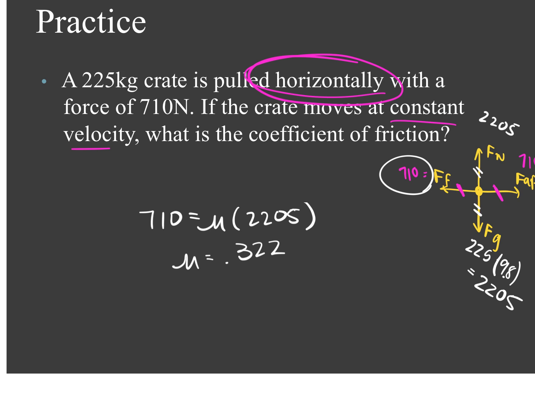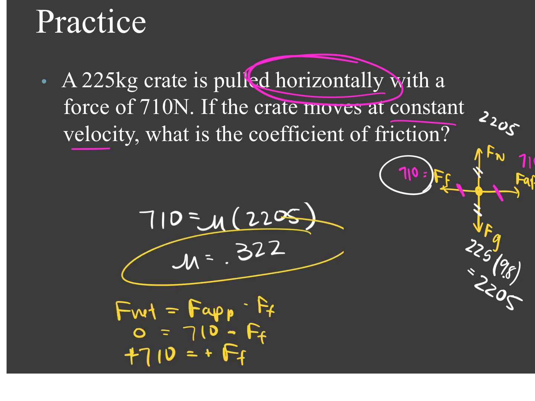0.322. And there's no units for coefficient of friction. Is that what you're going to ask? Good question. Here's why there's no units. This is newtons and this is newtons. So when I take newtons divided by newtons, I'm left with nothing. So coefficients of friction don't have a unit.